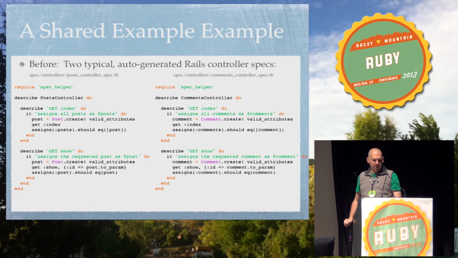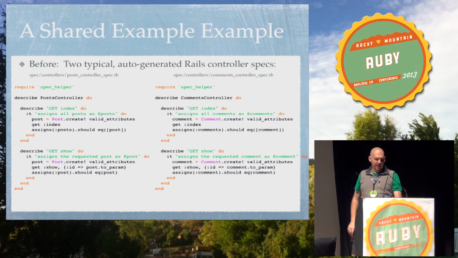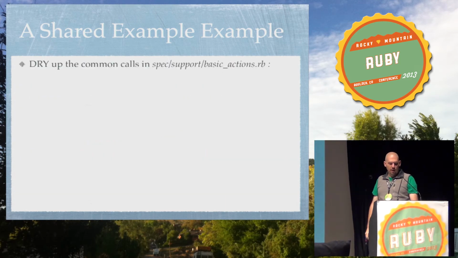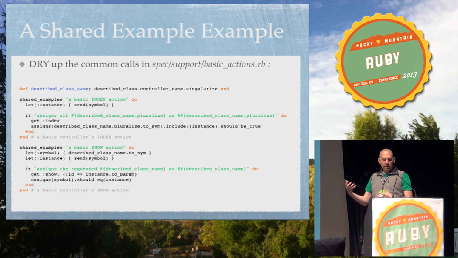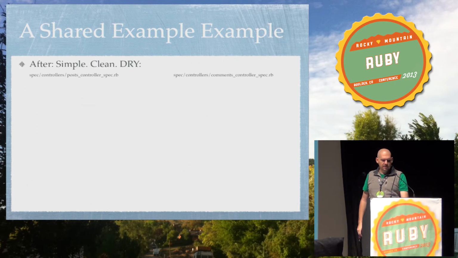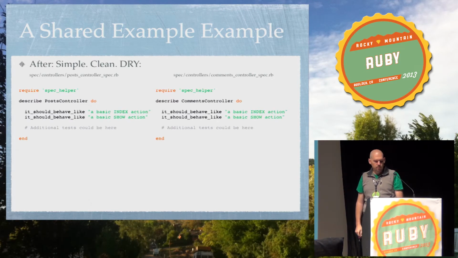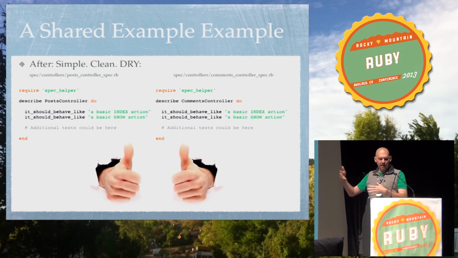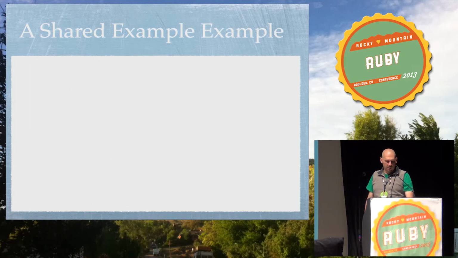So a very quick example here. Let's see, your typical Rails controller specs, the posts controller on the left and a comments controller. You could DRY them up with a shared example that describes the things that are similar to them, and then you get something that looks nice and simple like this. So you have 'it should behave like', and your code is a lot easier to read.